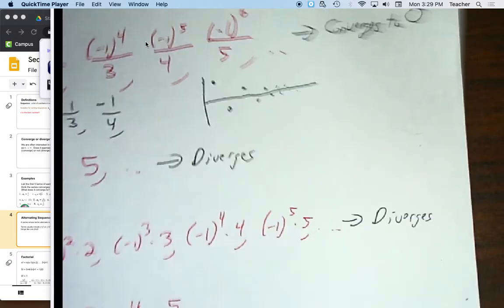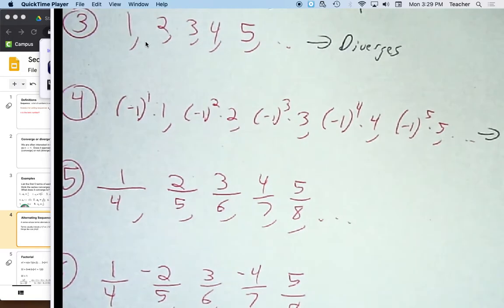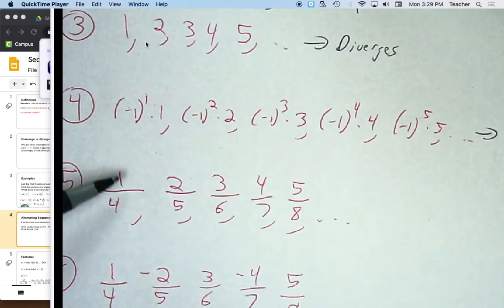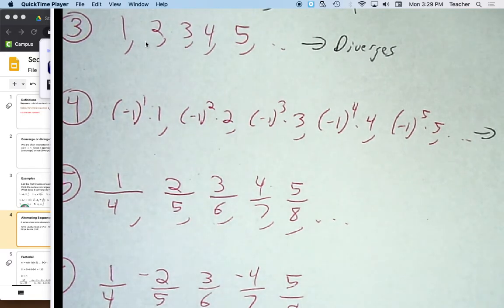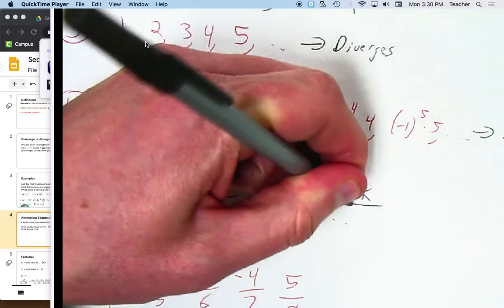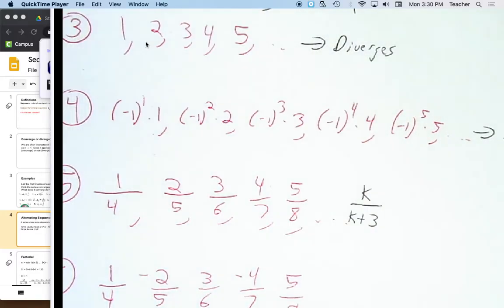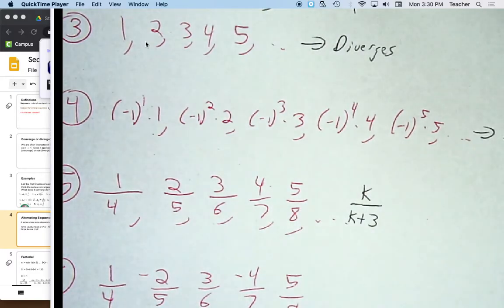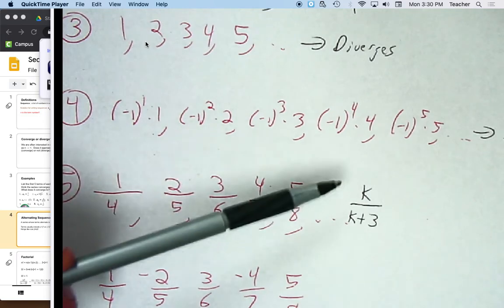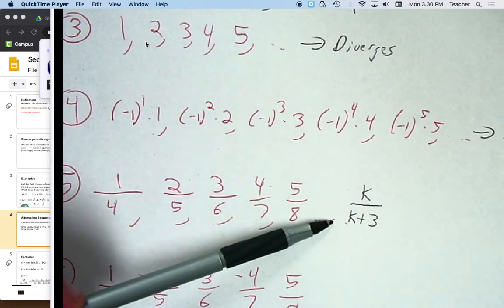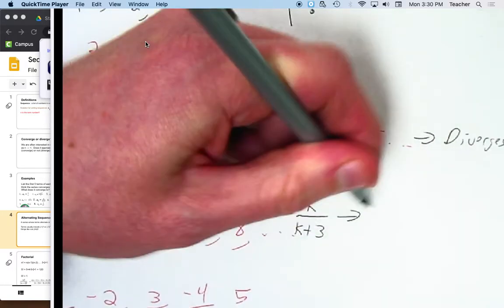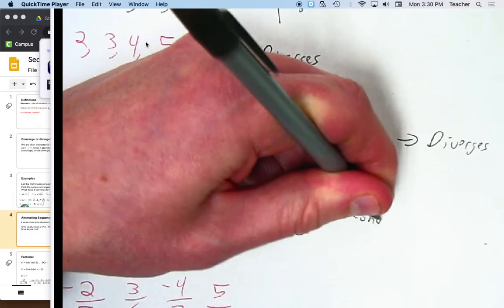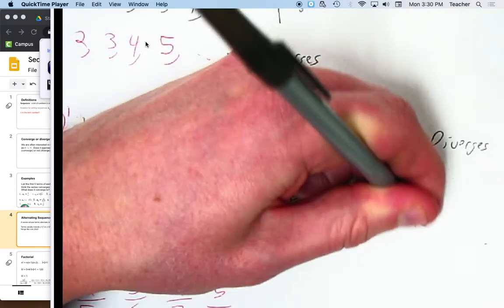Next one, here are the first few terms written out. Hopefully that worked out for you. 1/4, 2/5, 3/6, 4/7, 5/8. A little bit harder to tell just from those first few what's going on. But we can go back to some previous ideas. We're looking at k over k plus 3. When k is really big, like 1,000,000, we're going to have 1,000,000 over 1,000,000 plus 3. That is not quite equal to, but it's definitely very close to a particular number. It is converging to 1.